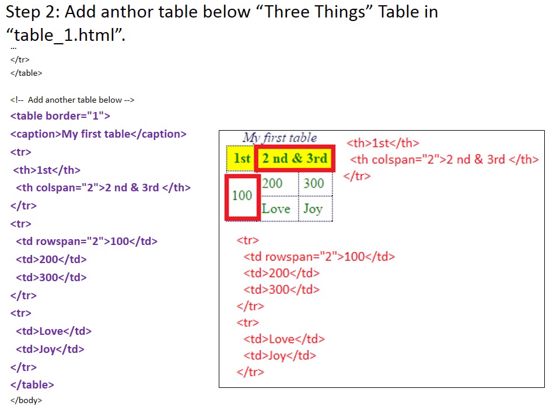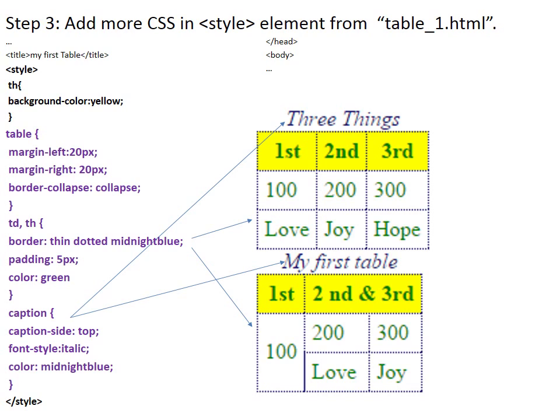In step 2, you will add another table below the 3 things table. You can merge cells in a row and in a column. In step 3, you will add more selectors in the embedded CSS.